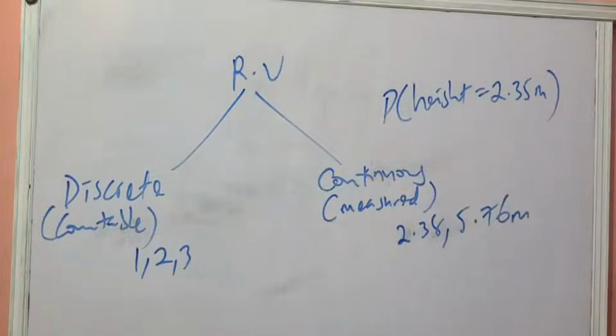Number of players on a pitch, that's a discrete data, obviously. Right, continuous data, weight of students. Right, that's a continuous data. That's good.